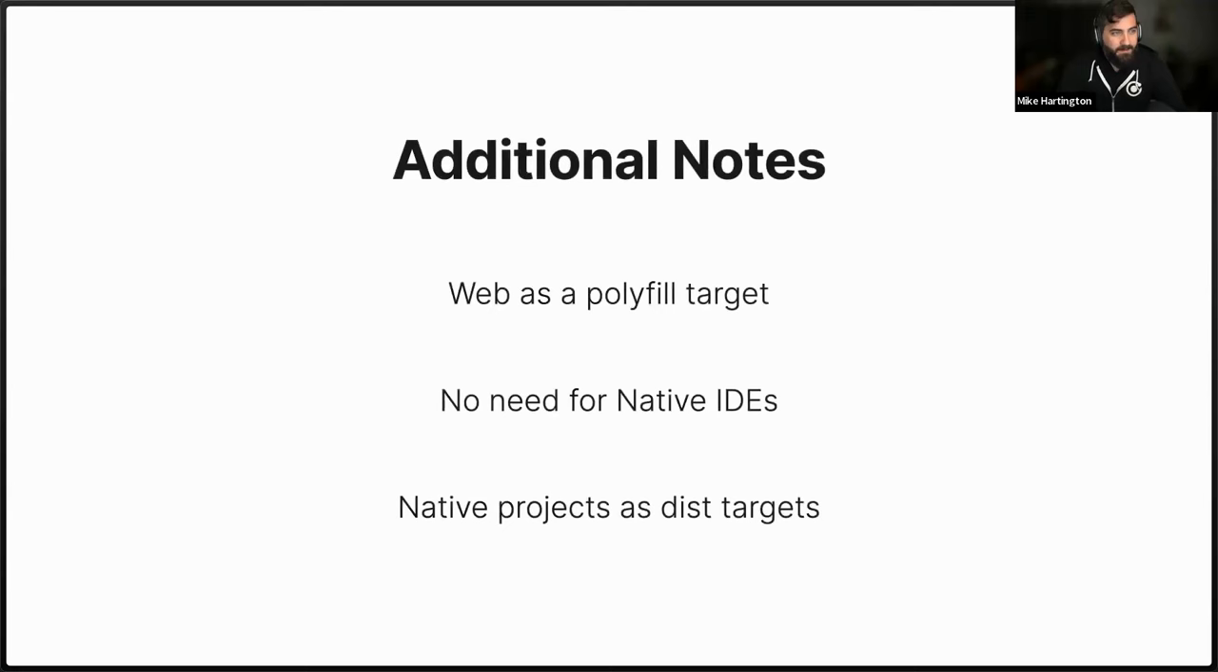Now, additional notes on Cordova is that it tried to make the web the eventual goal for everything. The Cordova project itself was trying to be a polyfill for all these native functionalities. They didn't really want to actually exist, nor did they want to be able to do all this stuff. They'd rather just build web apps.